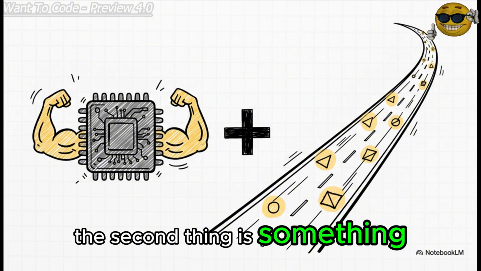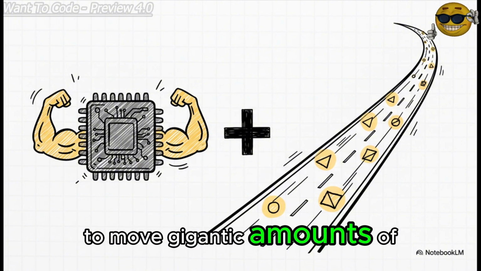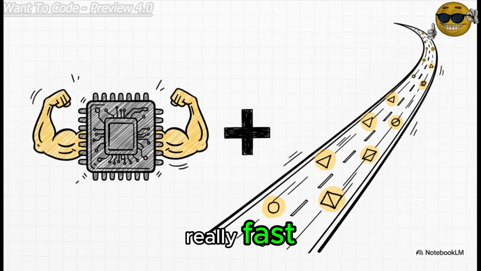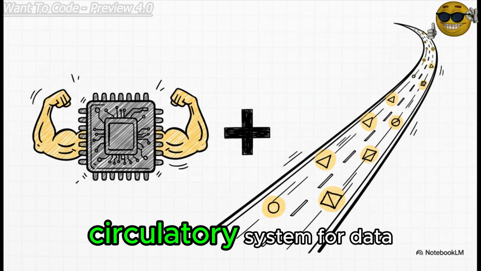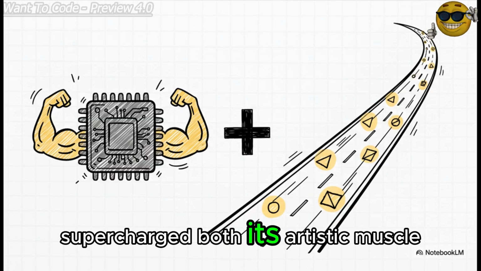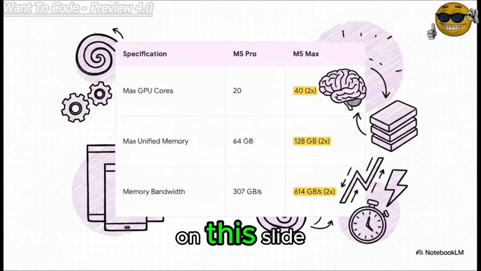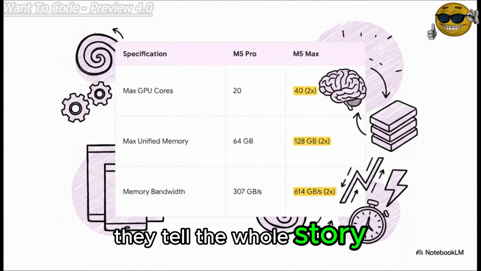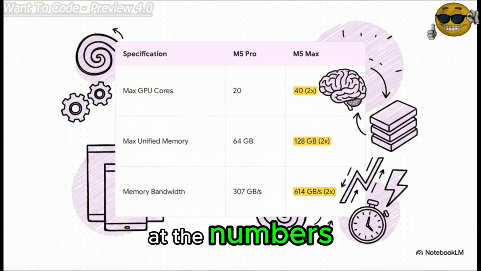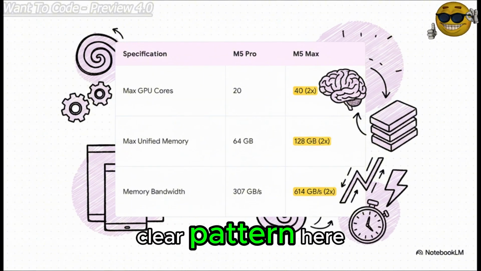The second thing is something called memory bandwidth. This is all about the chip's ability to move gigantic amounts of data around really, really fast. Think of it like the circulatory system for data. And the M5 Max has basically supercharged both its artistic muscle and its data circulatory system. And the numbers on this slide, they tell the whole story. But let's not just glance at the numbers, let's really understand what they mean. You might notice a pretty clear pattern here.